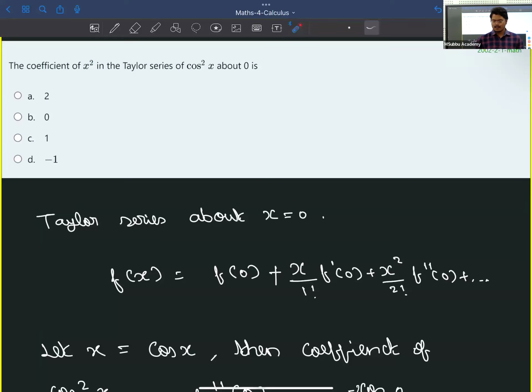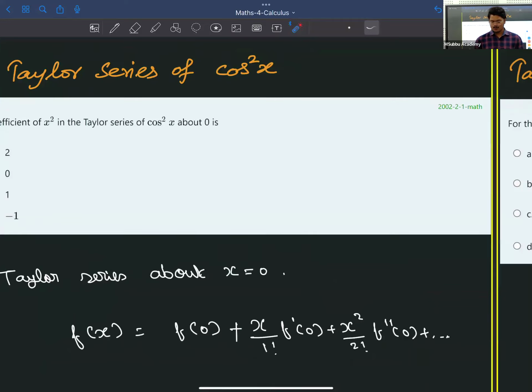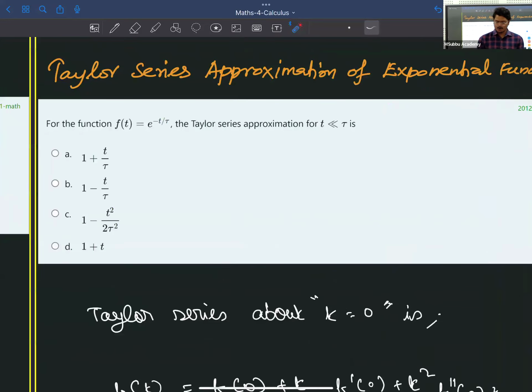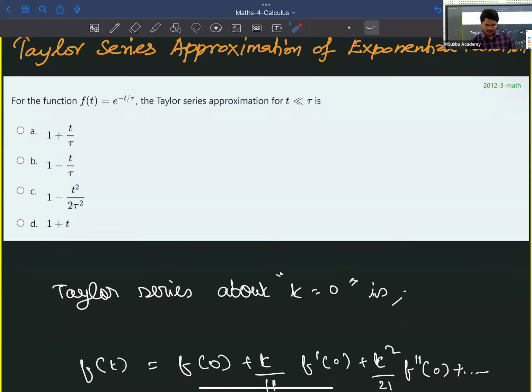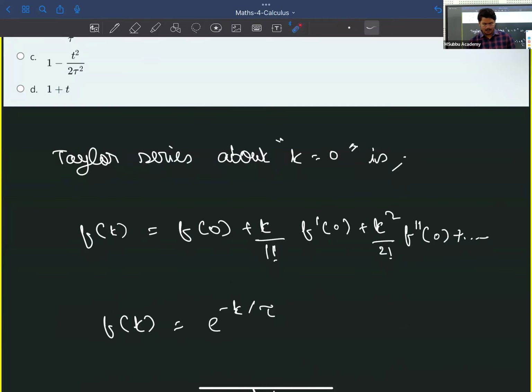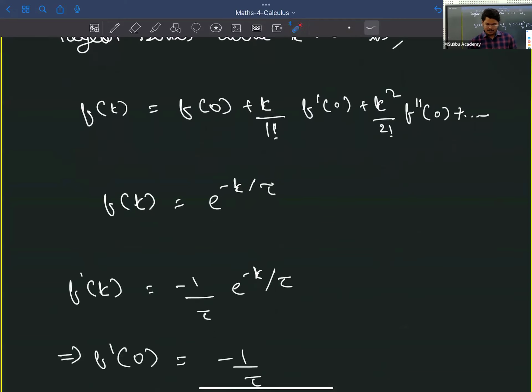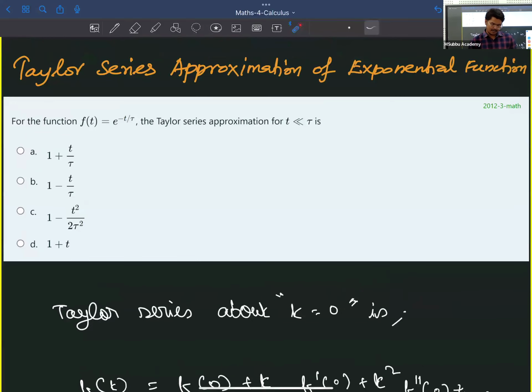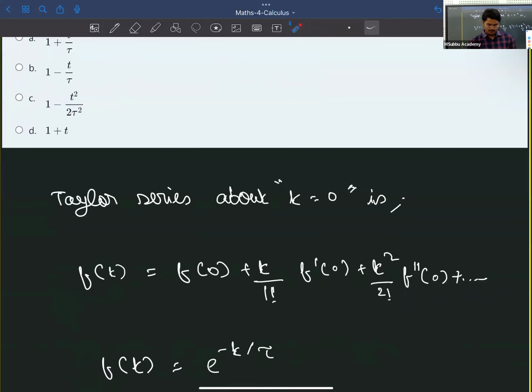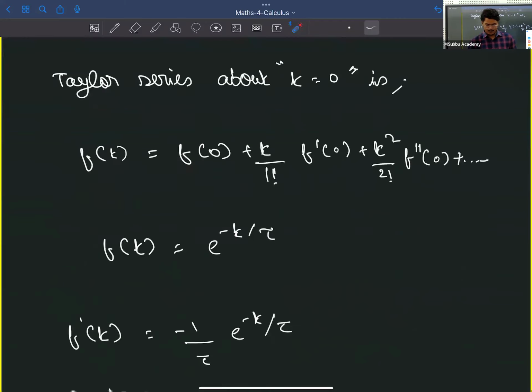Okay, then I hope you guys are clear with this question. Then let's move on to one more problem of Taylor series. This one involves an exponential function. What they're asking is f of t equals e power minus t by tau, where t is very small compared to tau. So about t equals 0, this will be a Taylor series expansion as we saw in the last problem. So now we have to substitute the values and find f of t.